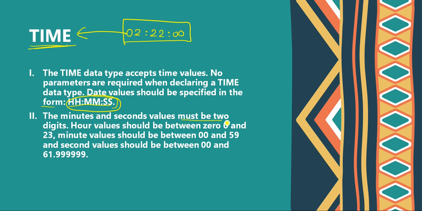The minute and second values must be two digits. Let's say someone has entered 9:2 p.m. or 9:2 a.m. We cannot give something like this. We need to have a format of two digits: two digits for hour, two digits for minutes, and two digits for seconds. So if it's 2 seconds, 2 minutes, and 9 a.m., I need to pass it in the format of two digits.